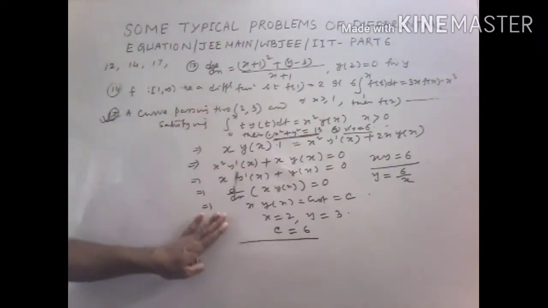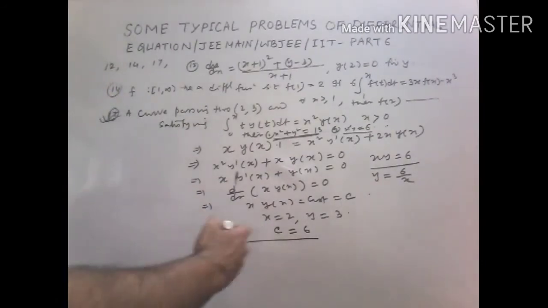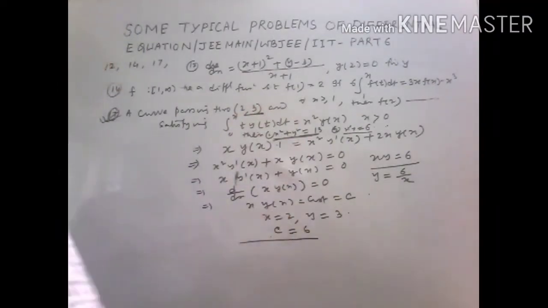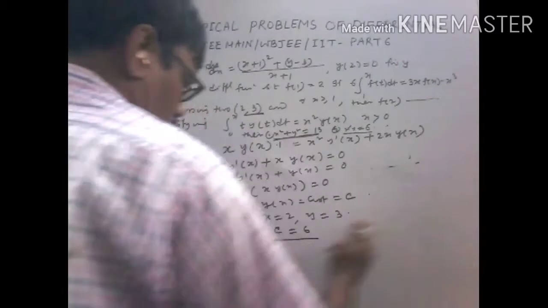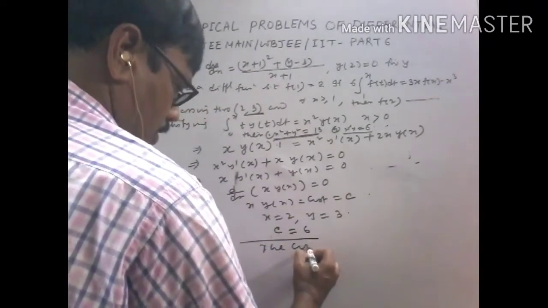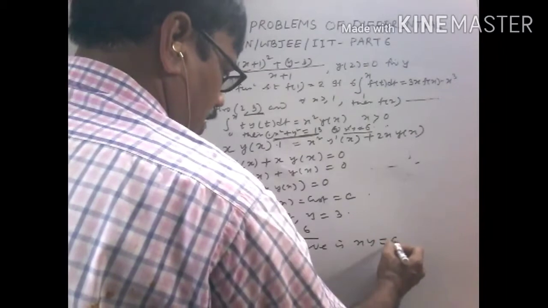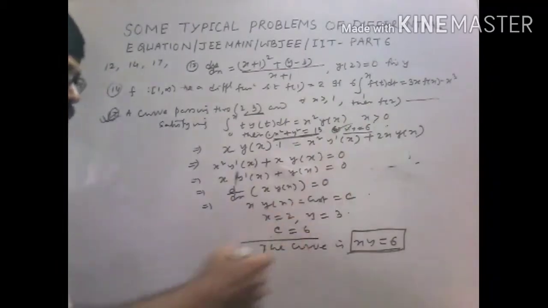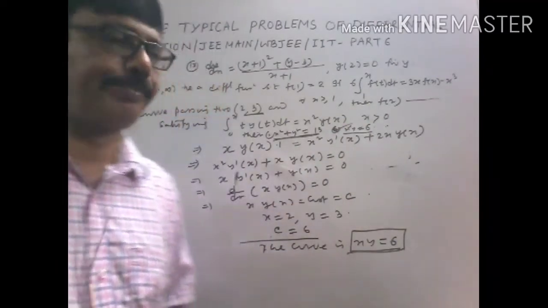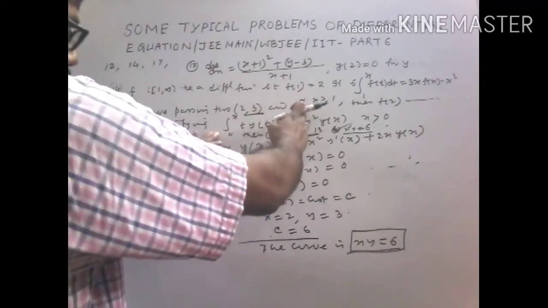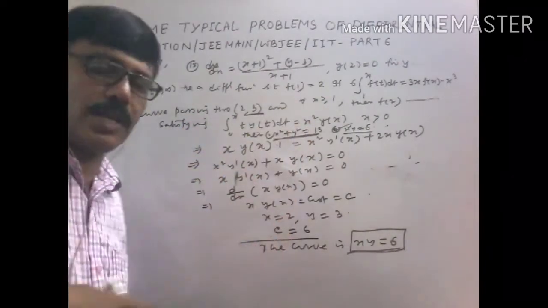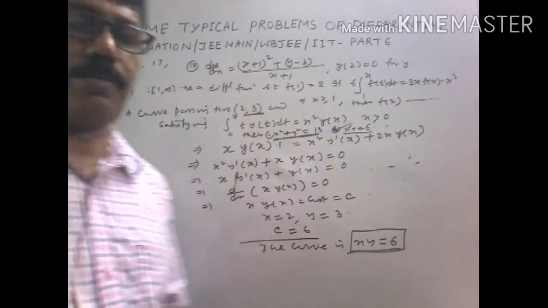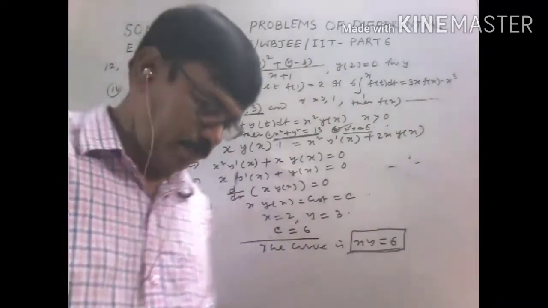So look, we have already solved this equation and we have got xy equals c. So using the initial condition, we get c equals 6. Therefore, what is the curve? So put the value of c, the curve is xy equals c, c is 6. So xy equals 6 is the equation of the curve. This is a rectangular hyperbola. So use Leibniz theorem, reduce it in terms of a differential equation, find the general solution, find c, and you get the equation of the curve. So this is very simple also.